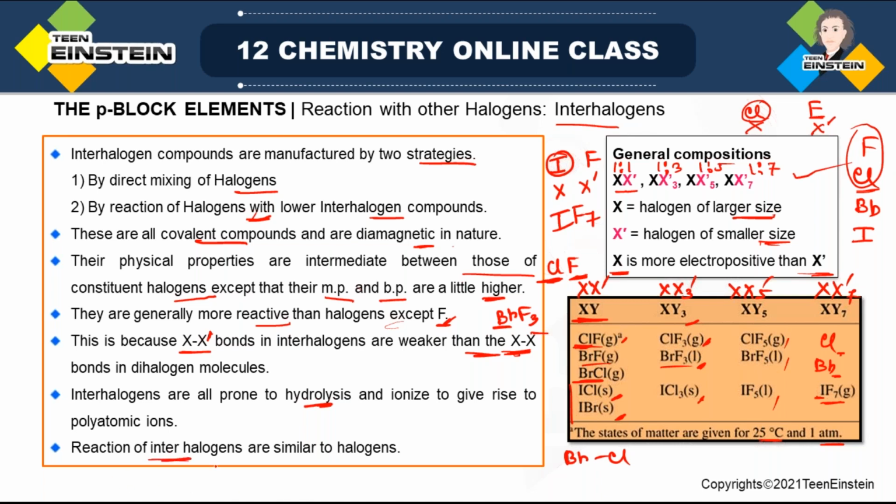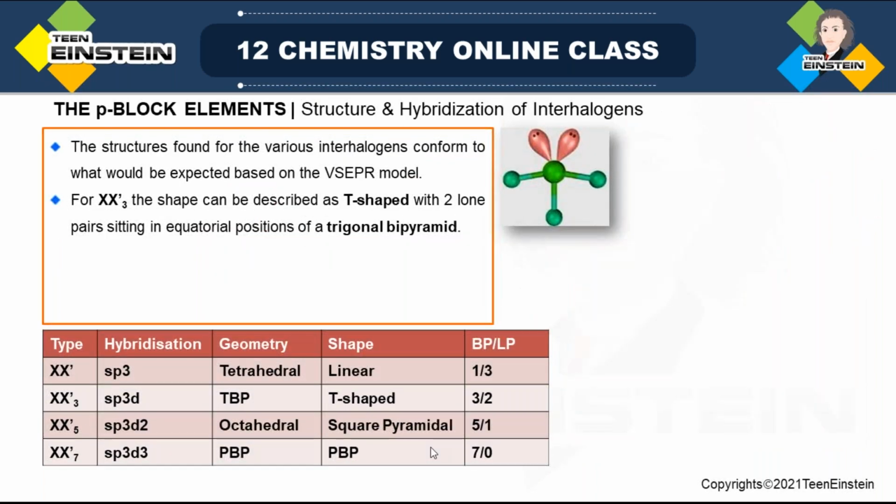Now, if we compare their chemical reactions, the chemical reactions of interhalogens are similar to the chemical reactions that we observe for normal halogens. Okay. So next we will see the structure and hybridization of interhalogens, because there are different types of structure and hybridization when you change the type of the interhalogen.